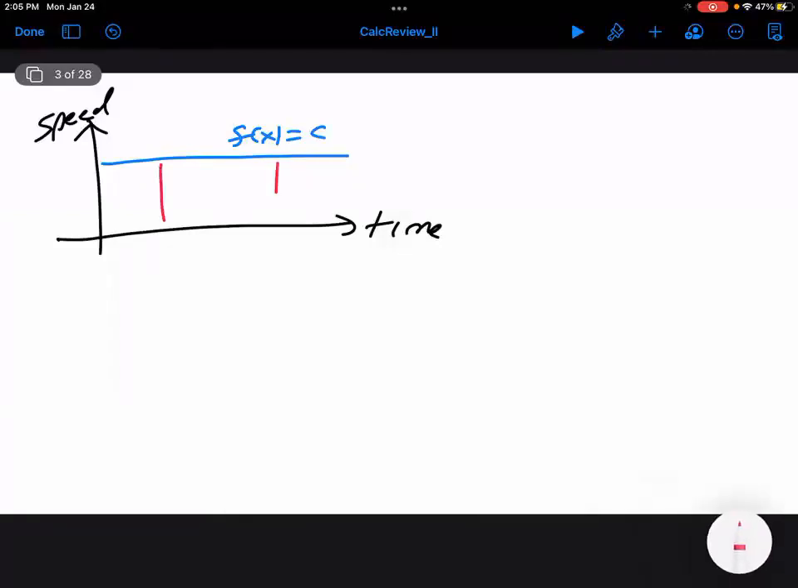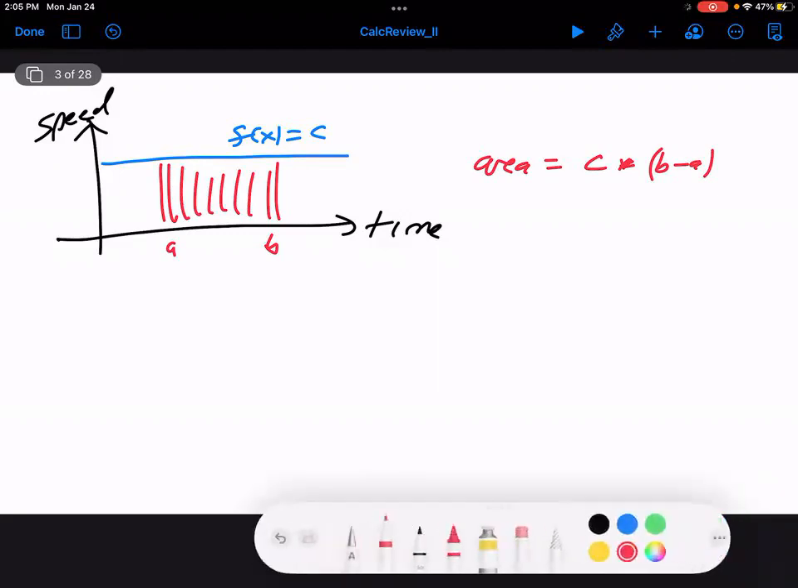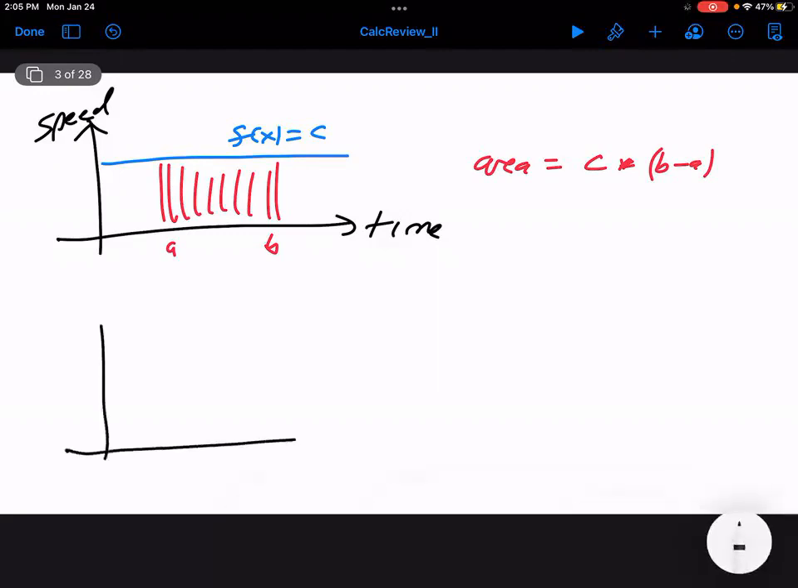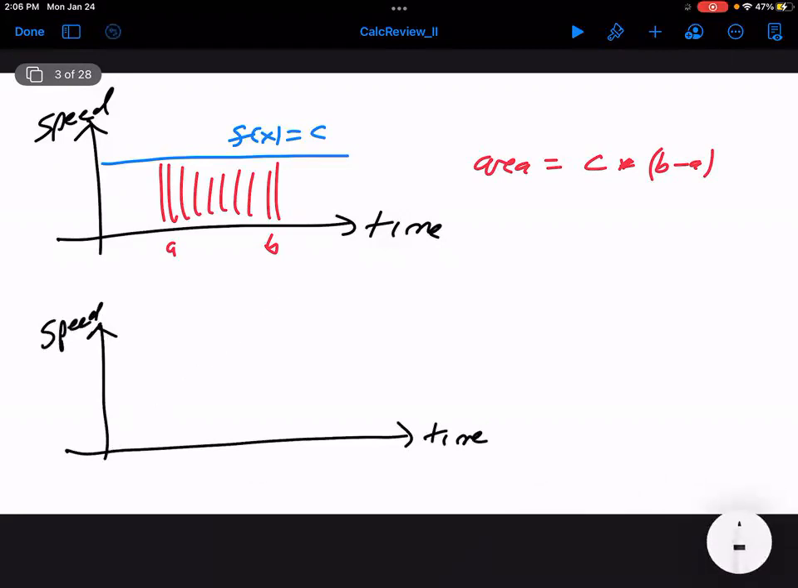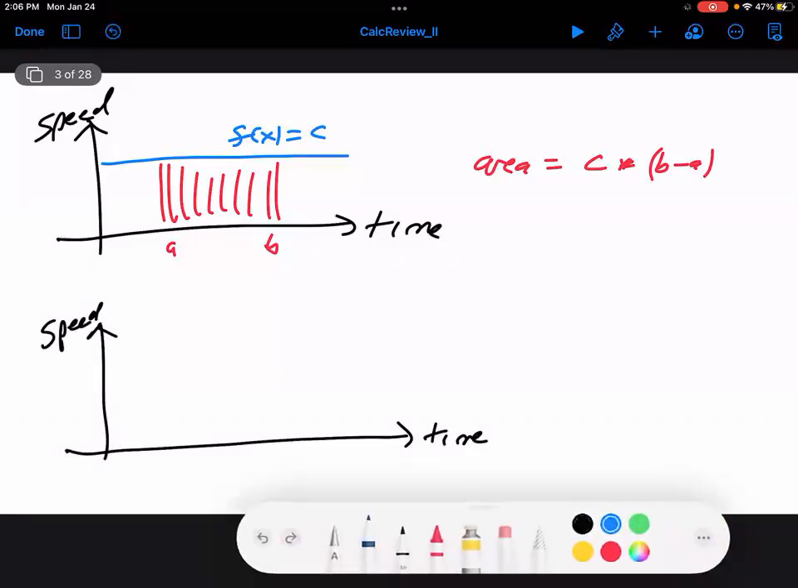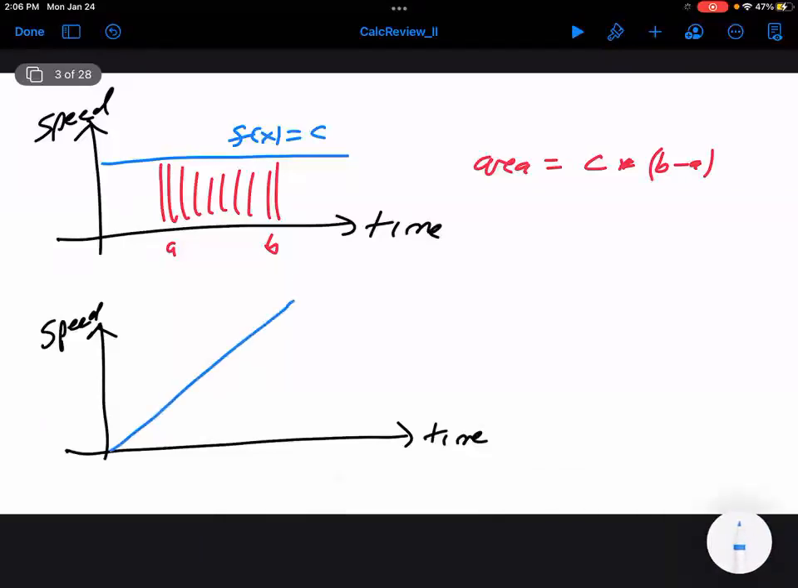And so if I want to find the area under the curve from a to b, the area is equal to c times b minus a, as we have a rectangle. Okay, not really that interesting because it's very simple. The next thing is, as you suggested, let's take something a little bit more complicated. And now let's take as the speed f of x equals x.